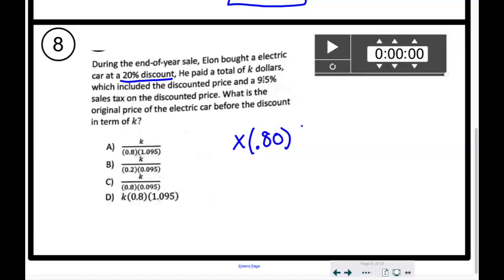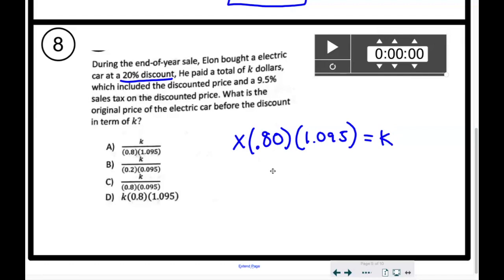And then a 9.5% sales tax. Well, a tax is an increase. So that's where you do 100 plus the percentage. So that would be 109.5%, and in decimal form, that's 1.095. So this is the number that represents a 20% discount. This is the number that represents the 9.5% sales tax. And in the end, that equals K.